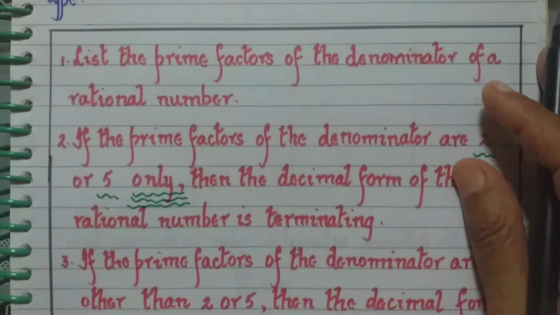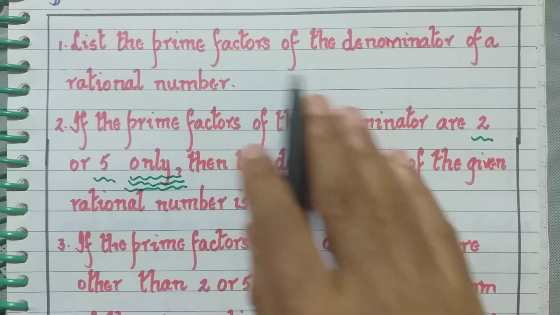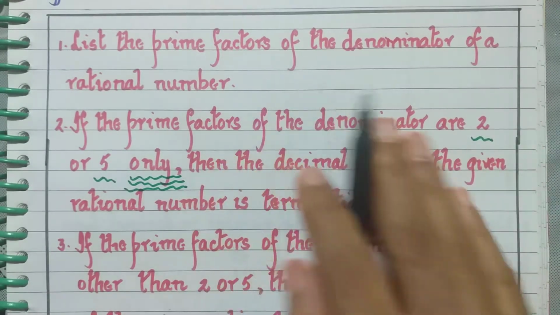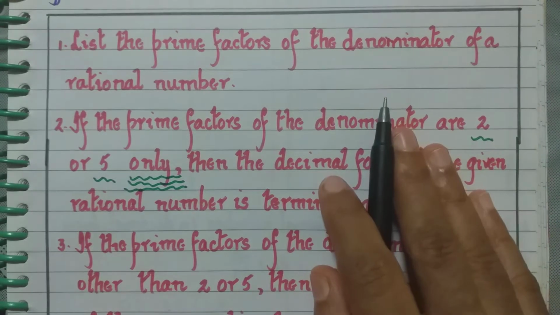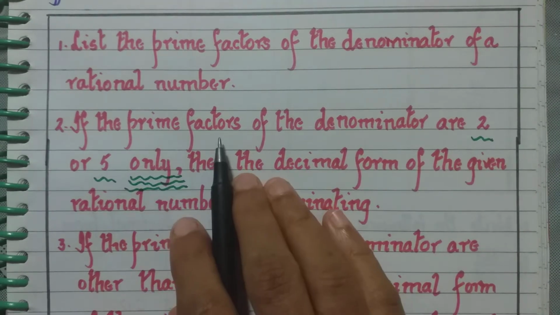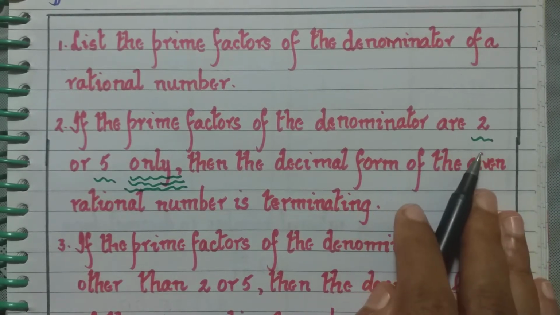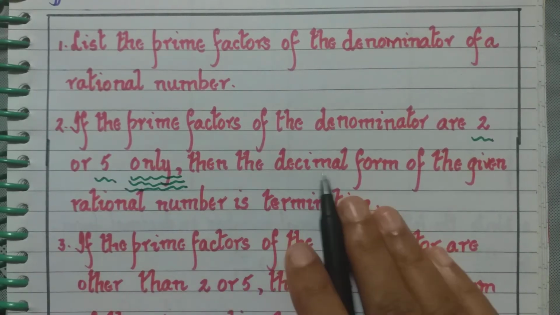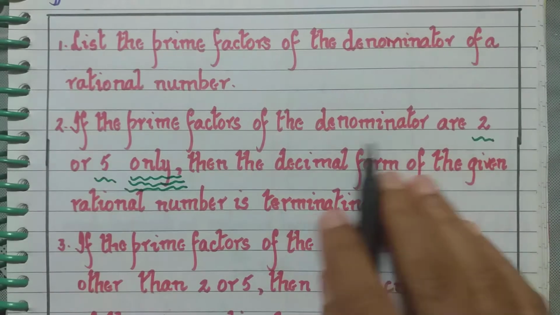See, these are the steps which I have listed down here. The first step: list the prime factors of the denominator of the rational number. So I told you there will be many fractions given to us. First of all, you find out what are the prime factors of that denominator. Now you have to look at the prime factors. If the prime factors of the denominator are 2 or 5 only, then the decimal form of the given rational number is terminating. What does this mean?